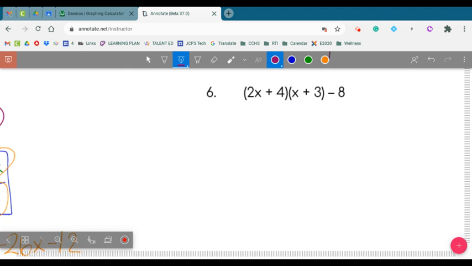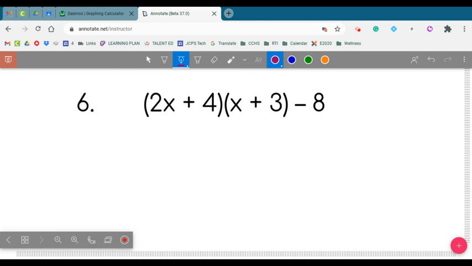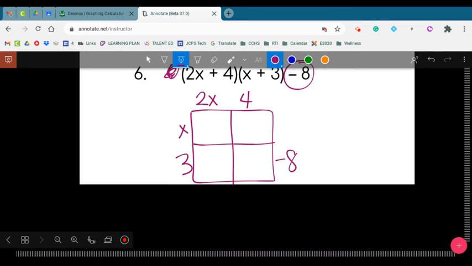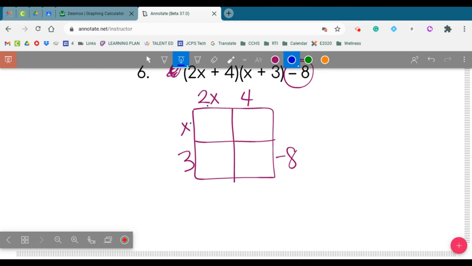Okay, last problem. So first up, I have nothing in front here, so I can just start by my box. 2x and 4, x and 3. And this -8, remember, I'm going to put it on the end so I don't forget about it. 2x times x is 2x squared. 4 times x is 4x. 2x times 3 is 6x. 4 times 3 is 12.